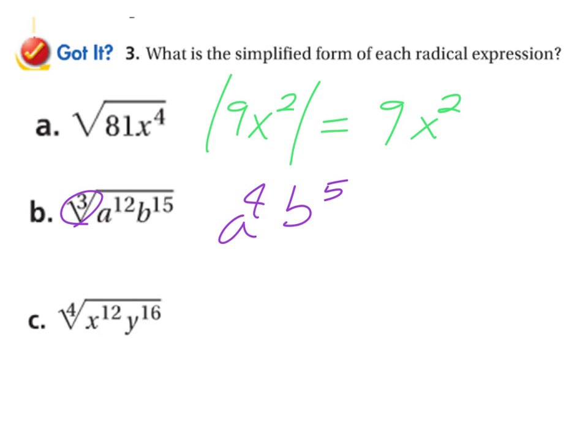And for the last one, it's an even root, so we'll have absolute values. And we'll just have to determine whether we need them or not. 12 divided by 4 would be 3, and 16 divided by 4 is 4. So we need those on the x cubed because x cubed can be negative if x is negative. We do not need them on y to the 4th because even if y is negative, then y to the 4th can't be negative.